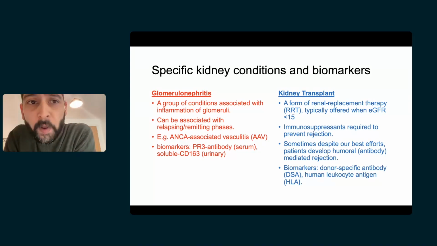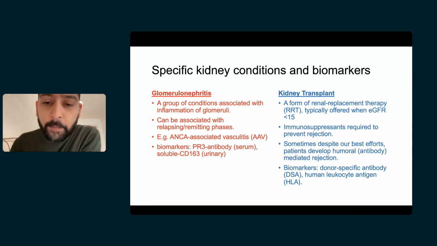Kidney transplant is obviously not a kidney condition, but rather a form of renal replacement therapy that is offered to patients who have later stages of chronic kidney disease. Those that receive a kidney transplant require immunosuppression to prevent rejection, but sometimes, despite our best efforts, patients can develop humoral antibody-mediated rejection. And one such biomarker that we can use to identify patients at risk of developing antibody-mediated rejection is the presence of donor-specific antibodies, DSAs, or HLA antibodies.